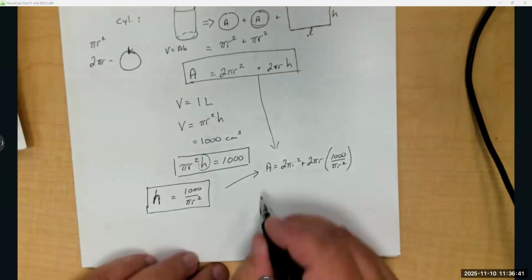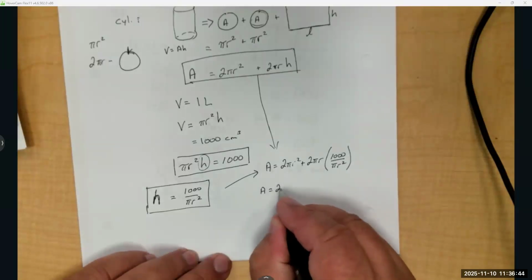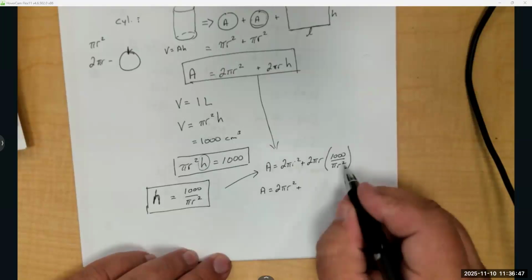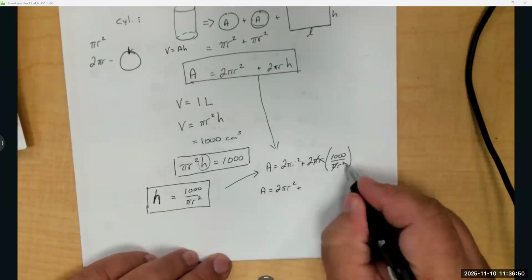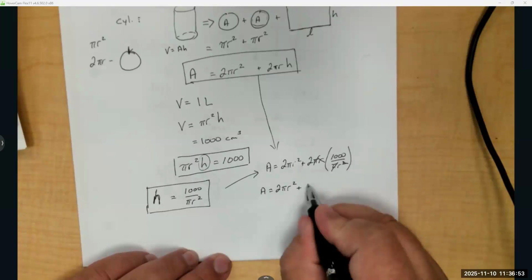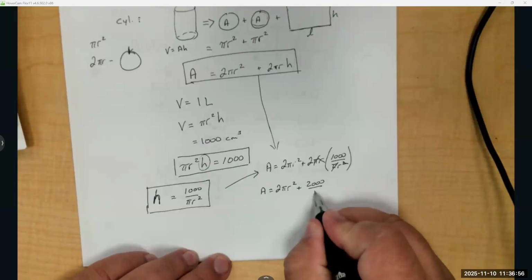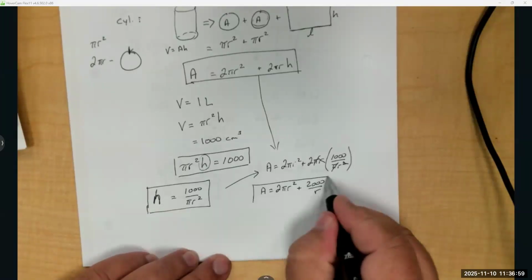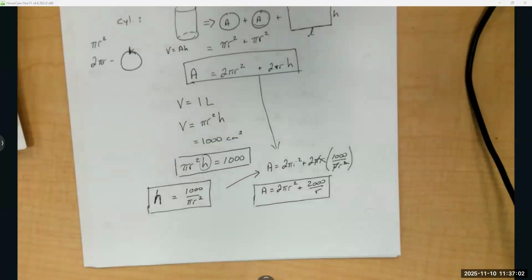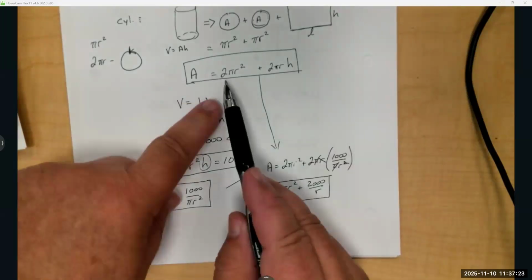Simplify this algebraically: the pi cancels, one of the r's cancels. So 2 times 1,000 is 2,000 over r. So now this is my new area formula. We had to get rid of h. Why? Because the function is now going to be relative to the variable r only. And we couldn't do it with h in there because this one didn't have an h.